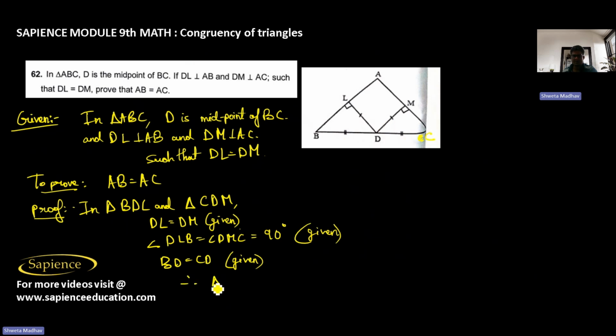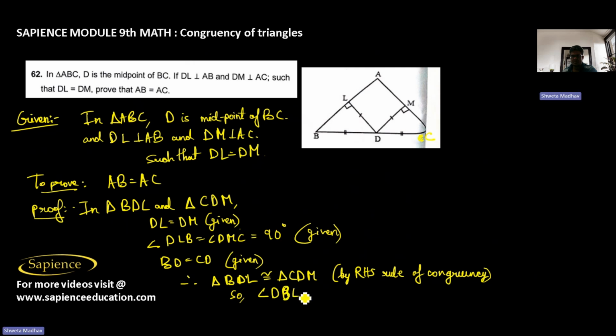So therefore I can say that triangle BDL is congruent to triangle CDM by RHS rule of congruency. So therefore I can say that angle DBL is equal to angle DCM by CPCT. So therefore we can also say, since angle DBL and angle B are the same, and angle DCM and angle C are the same, I can say angle B is equal to angle C.